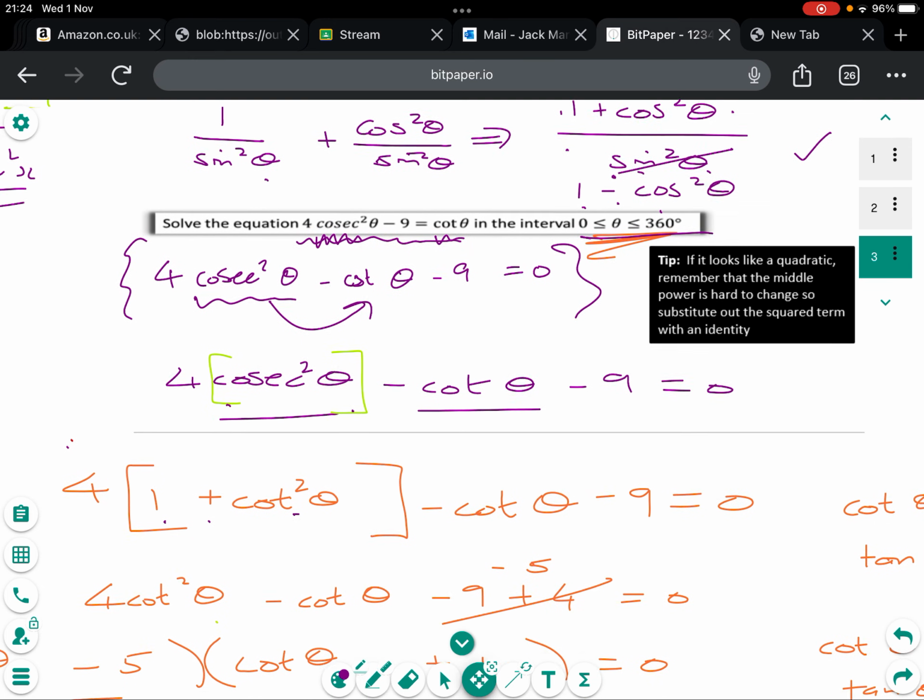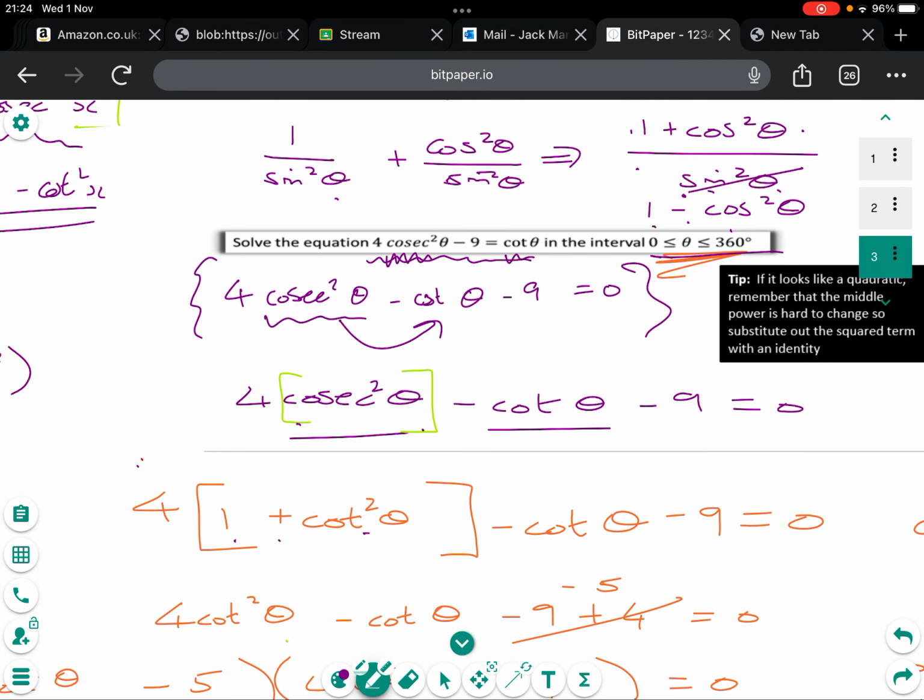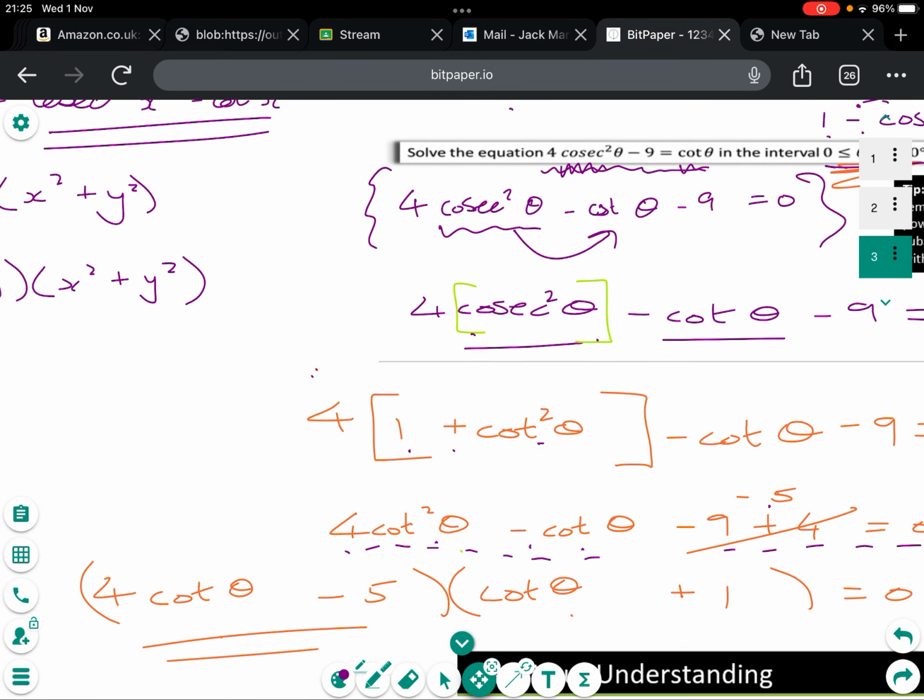If I multiply things out, can you see that this is very much a quadratic? I've got 4 lots of something squared minus that thing minus 5. Hopefully you spotted that you need to make sure you expand that correctly. Equals 0. Then I can solve this like I would have solved quadratics before, and I would do it by trying to put it in brackets as my first port of call. So this could be turned into 4 cot theta minus 5 multiplied by cot theta plus 1 equals 0.